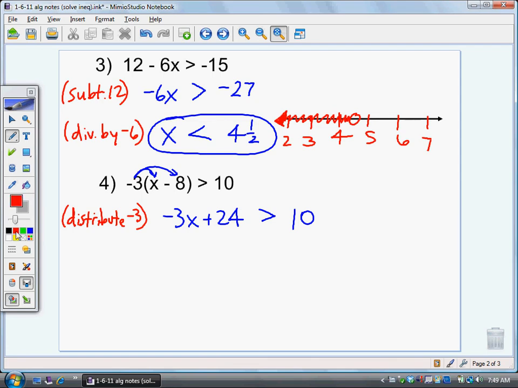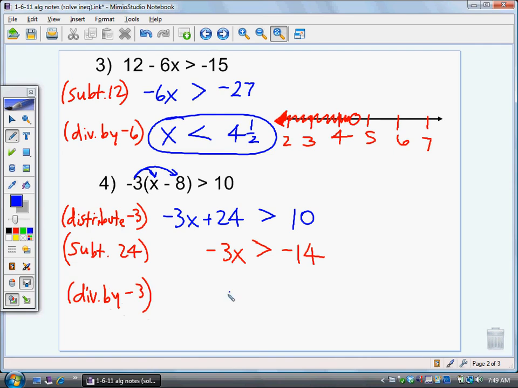At this point then, I'm going to subtract 24. And this I will do on both sides. So I'll get -3x. I'll get -14. The inequality symbol stays. And then the last thing I would do is divide by -3. And if I divide by -3, this would be x. And over here I would get 4 2/3. Since I divided, this would become less than. And there's my answer.